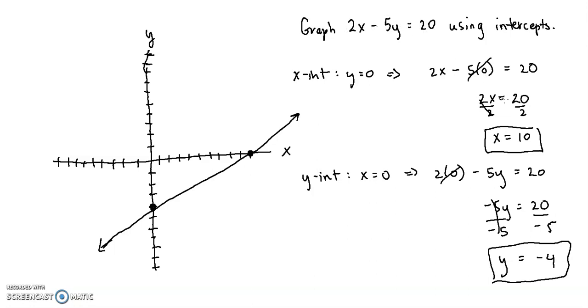You just plug in 0, solve for the other one, plug in 0, solve for the other one. Even if you get fractions, it's only going to be in the last step. So that's not terrible, okay? So that's how we graph using intercepts.